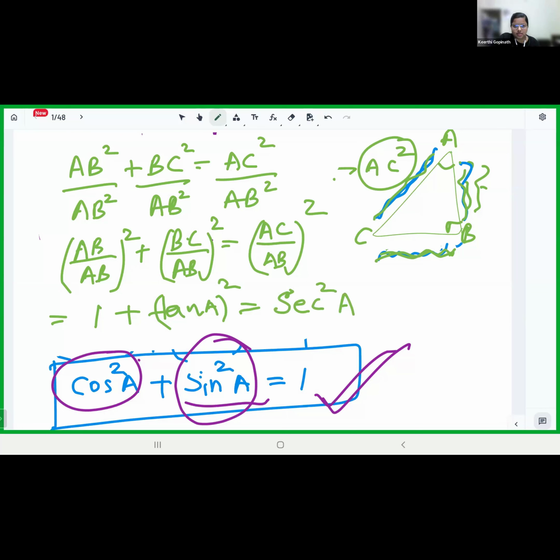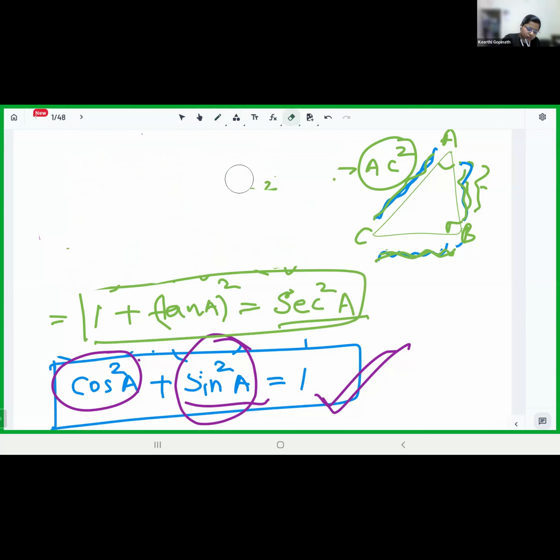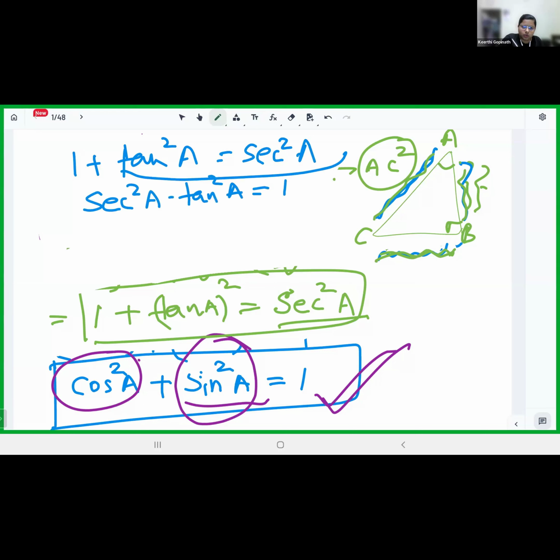Cos A is adjacent by hypotenuse, so sec is hypotenuse by adjacent. Here it is hypotenuse by adjacent, so it becomes sec square A. So we have got the other identity: 1 plus tan square A is equal to sec square A. From this you can write sec square A minus tan square A is equal to 1. I took this tan square A to the other side.